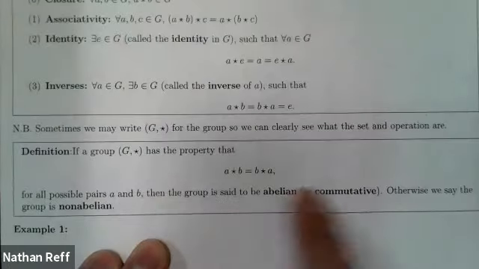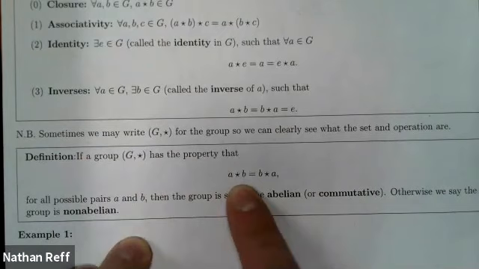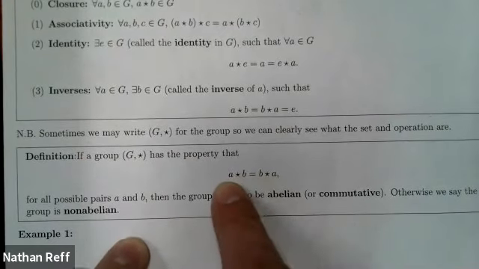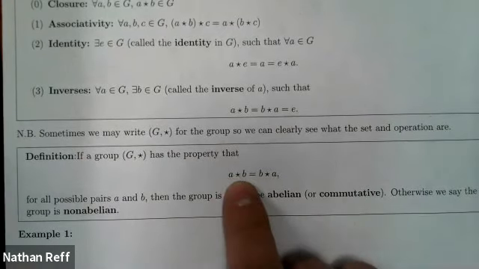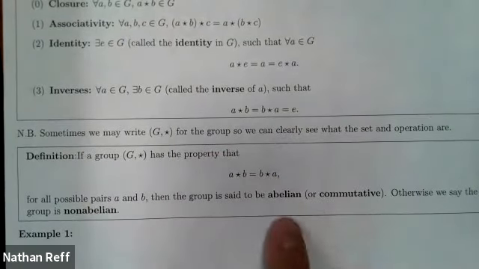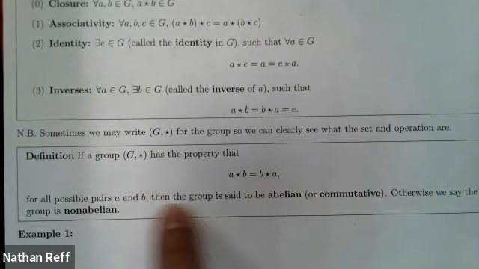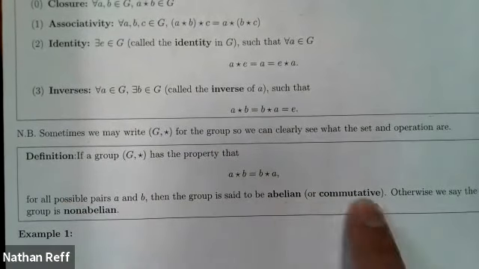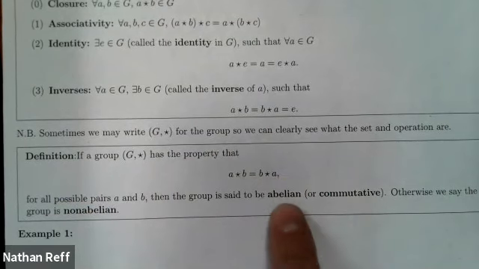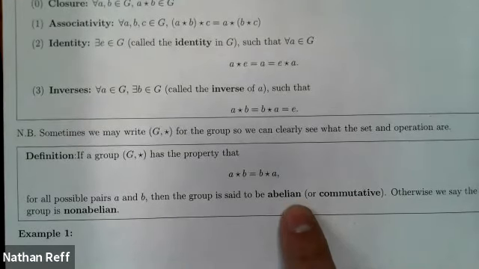So we're going to have an additional definition that says if you have a group that in addition has this property, that if I do A and then combine it with B, it's the same as B combined with A, then we will call this an abelian group. The group is said to be abelian or commutative, and most of the time if we're talking about groups, it's abelian. Abelian comes from Abel, a Norwegian mathematician.